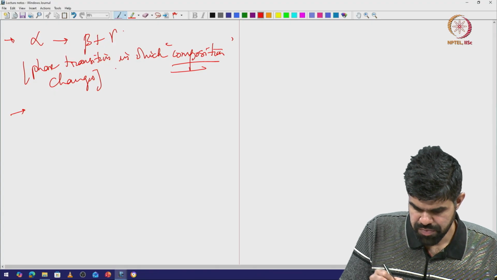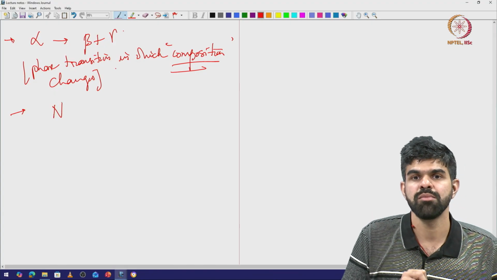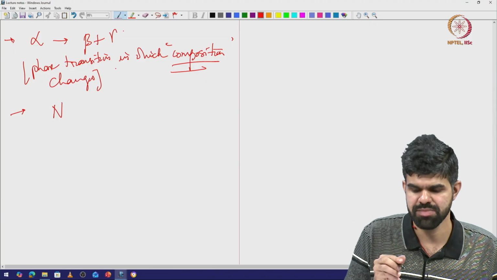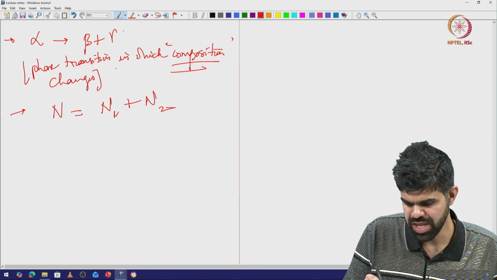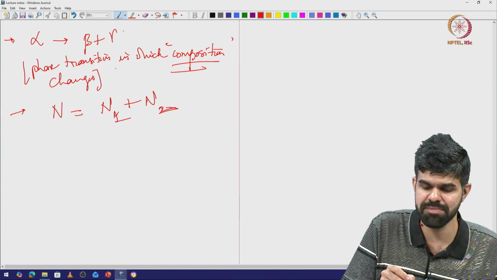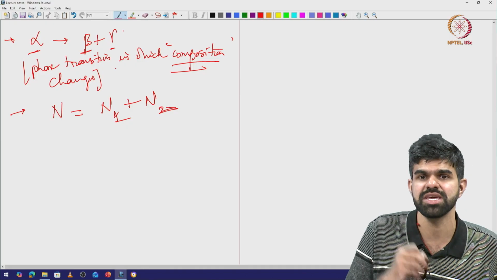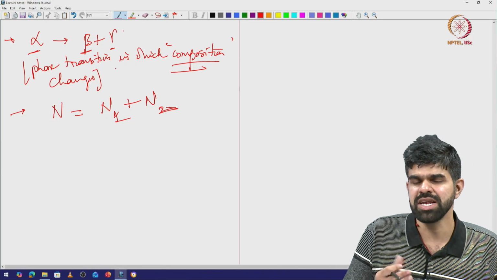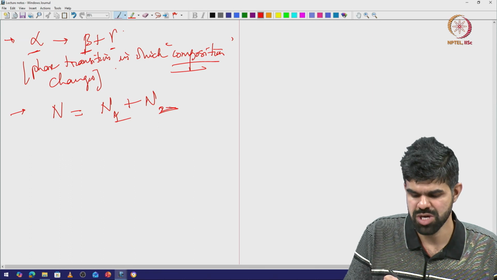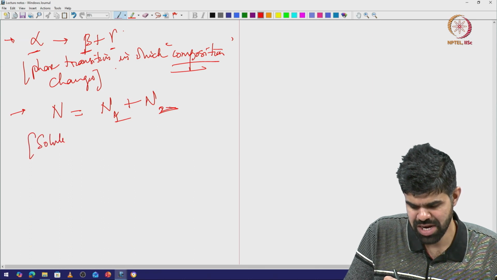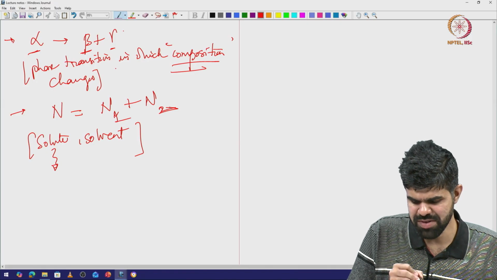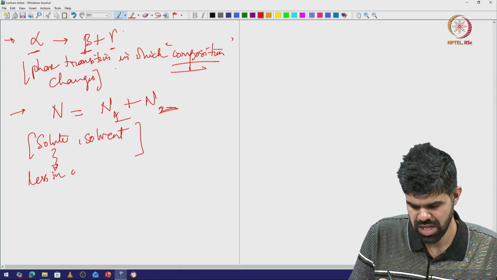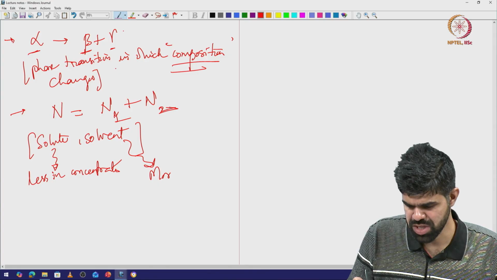So, let us say I have n total number of atoms or molecules in my system, and that n comes from species 1 and species 2. It is species 1 and species 2 that are making alpha phase, beta phase, gamma phase. Now, typically we are looking at what is called solution thermodynamics. So, I have a solute and I have a solvent. Solute is something which is less in concentration, solvent is something which is more in concentration.